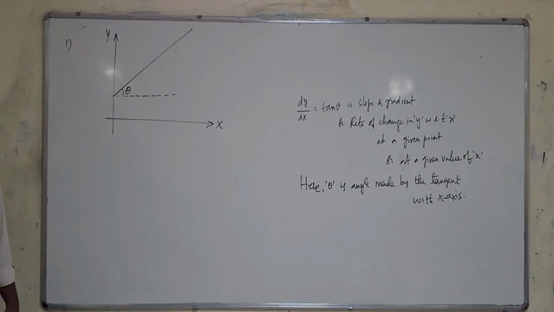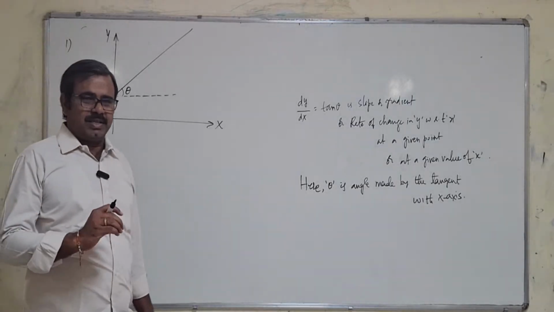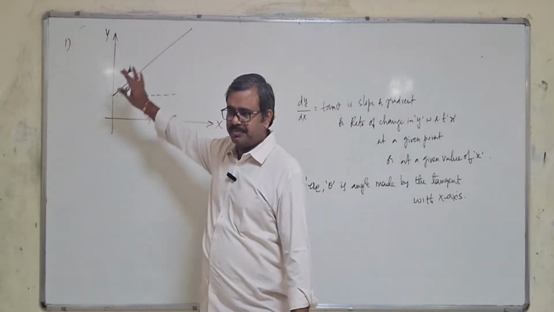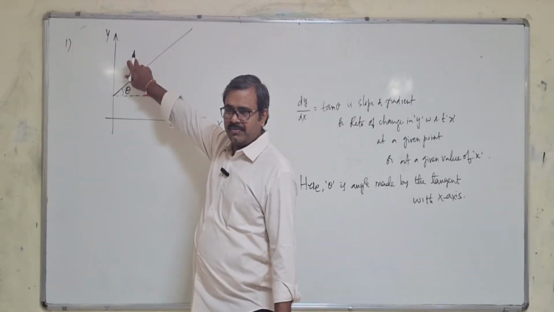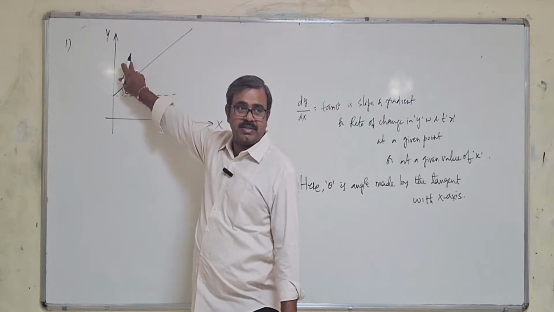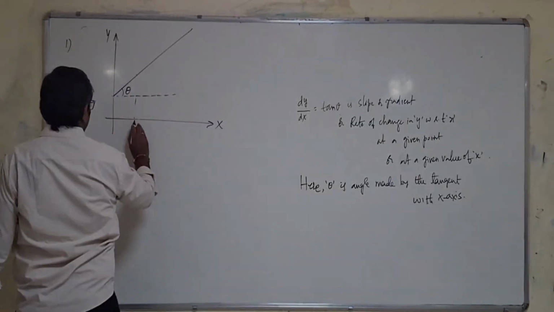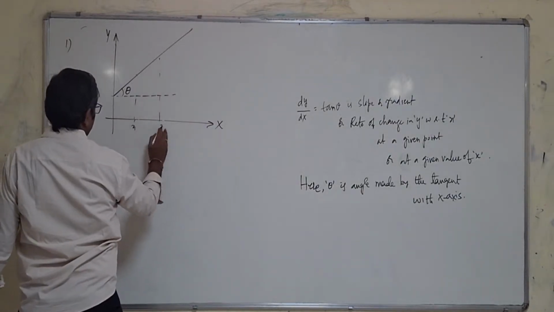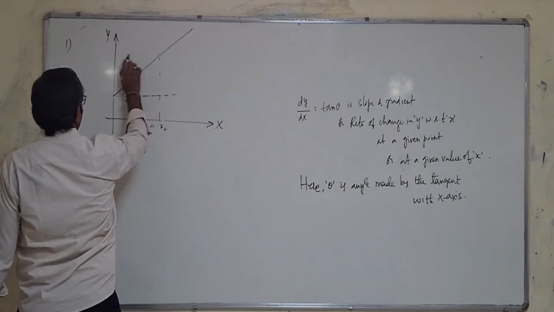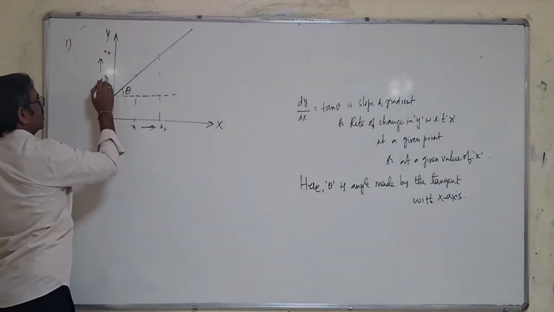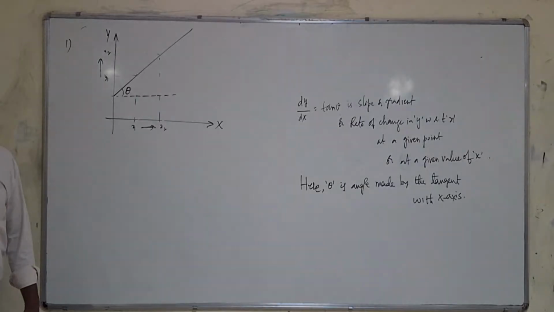So this graph tells us that y increases as x increases. Is it? Is y increasing here with x or decreasing? Increasing. How do you know when x changes from x1 to x2? Y changes from y1 to y2. You can see x increases, y also increases.